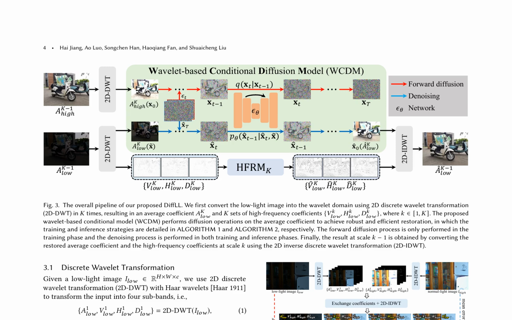A high-frequency restoration module, HFRM, is designed to reconstruct local details by utilizing vertical and horizontal information to complement diagonal details. Experimental results demonstrate that the proposed method outperforms existing state-of-the-art methods, both quantitatively and visually, achieving a speedup of over 70 times faster than previous diffusion-based methods.